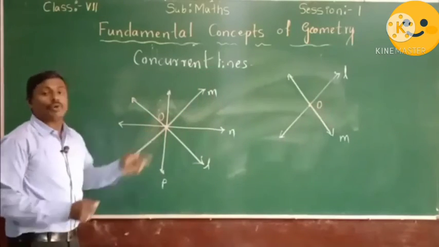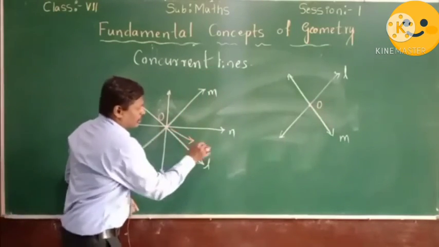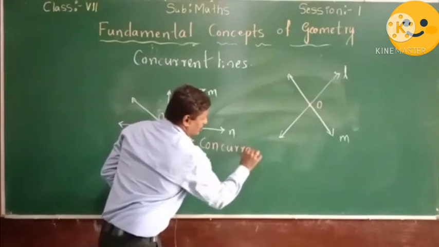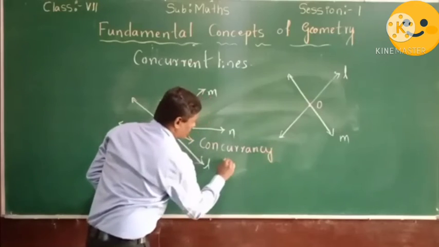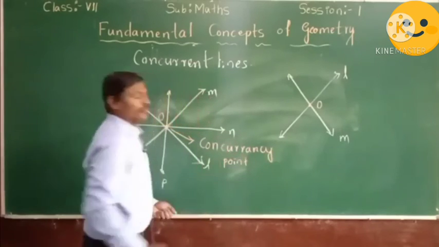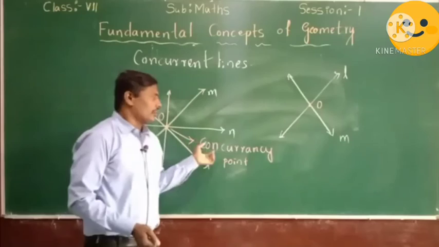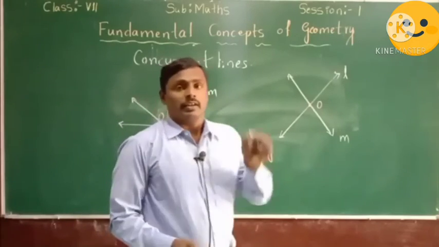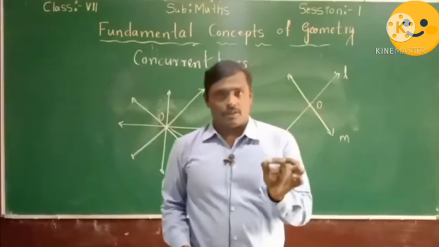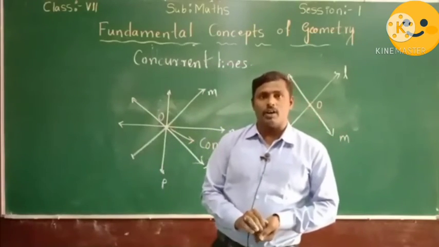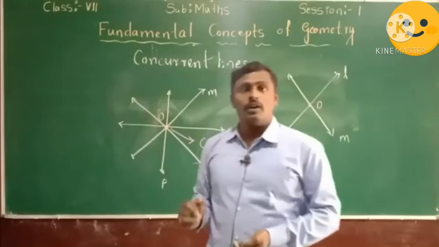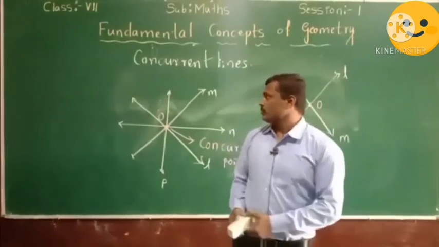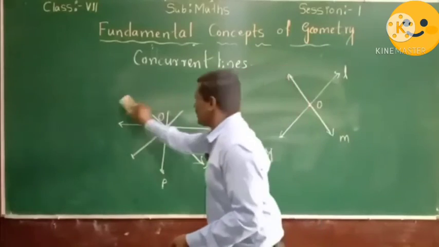As the intersecting point O is called the intersection point, similarly this point O is called the concurrency point, or point of concurrence. So how can you define the point of concurrency? It is the common point which is obtained by the intersection of three or more lines.